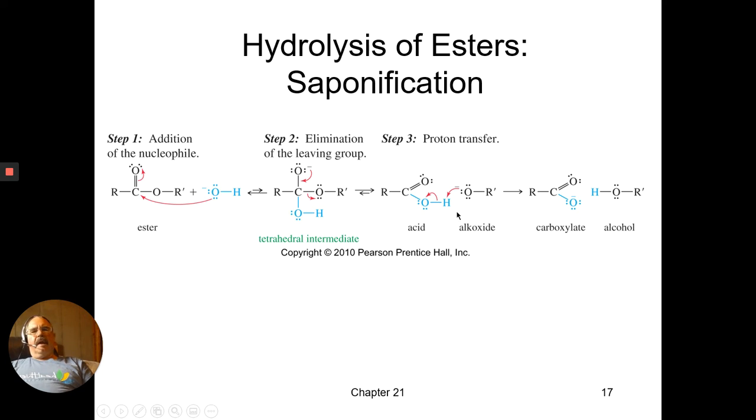Okay, this is, again, a nucleophilic acyl substitution reaction. Hydroxide is our nucleophile. It comes in, alkoxide is eliminated, which immediately produces a proton transfer. So under basic conditions, we'll get a carboxylate and we'll get an alcohol.